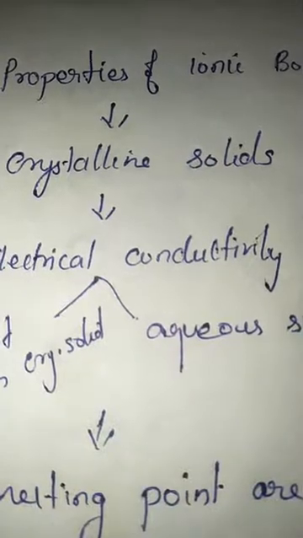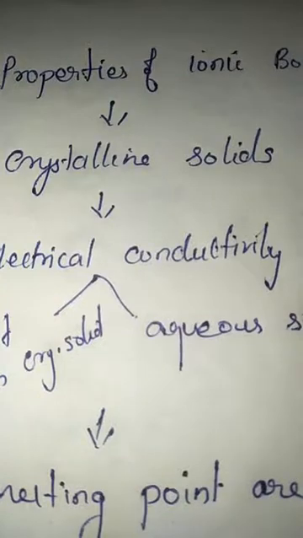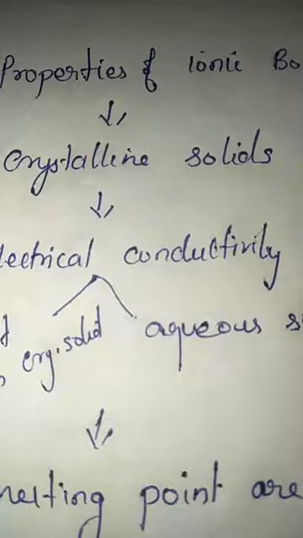Today we are going to study the properties of ionic bond. Based on the bond in a molecule, we can determine its properties. The bond determines the properties. So if the compounds or molecules have an ionic bond in them, what characteristics or properties will they show? That is what we are going to learn today.